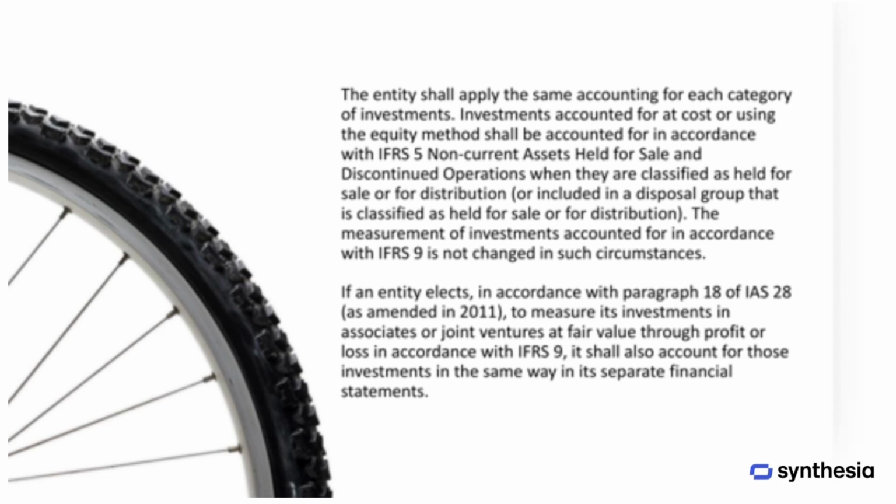A company must apply the same accounting approach to all investments within each category. When investments accounted for at cost or using the equity method are classified as held for sale or for distribution, they should be accounted for under the standards that deal with non-current assets held for sale. However, investments accounted for under financial instrument standards do not change their measurement in these situations.